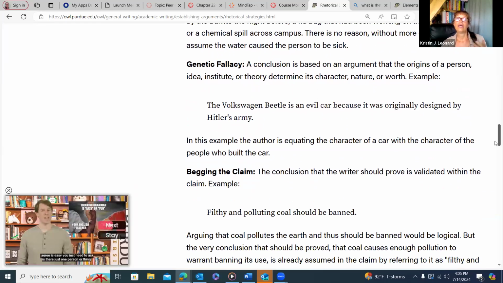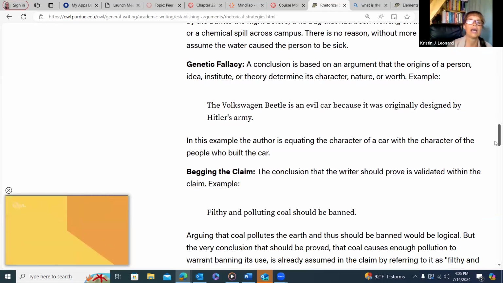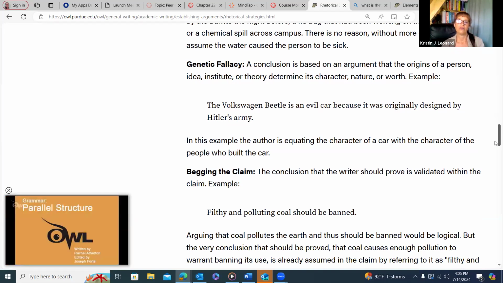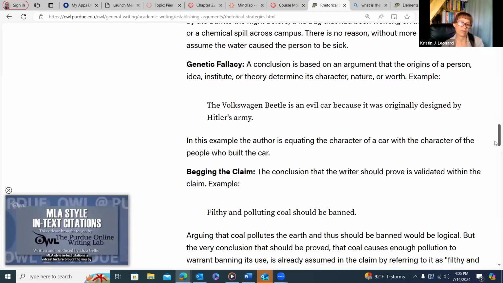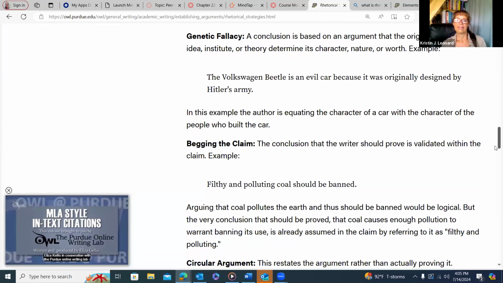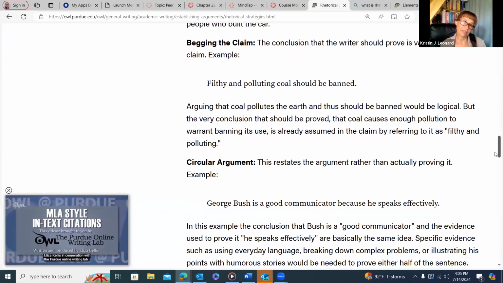Okay. Genetic fallacy. A conclusion is based on an argument that the origins of a person, idea, institute, or theory determine its character, nature, or worth. For example, the Volkswagen Beetle is an evil car because it was originally designed by Hitler's army. Why would the Volkswagen Beetle be an evil car? Because it was designed by Hitler's army. So that would be a statement that you would want to avoid, otherwise you're going to lessen your credibility as a writer.